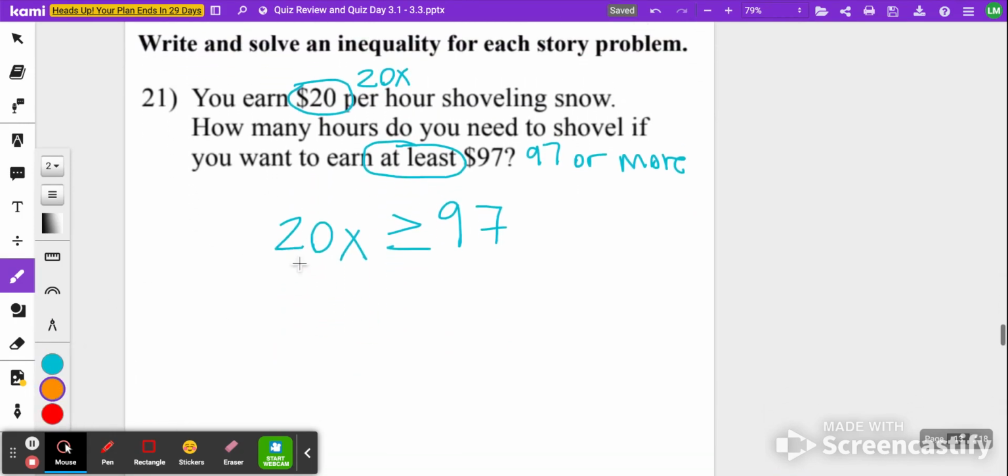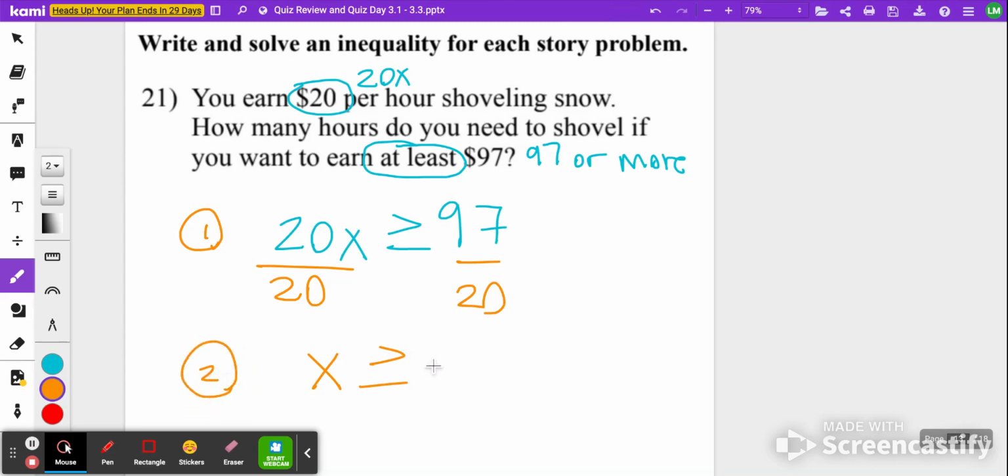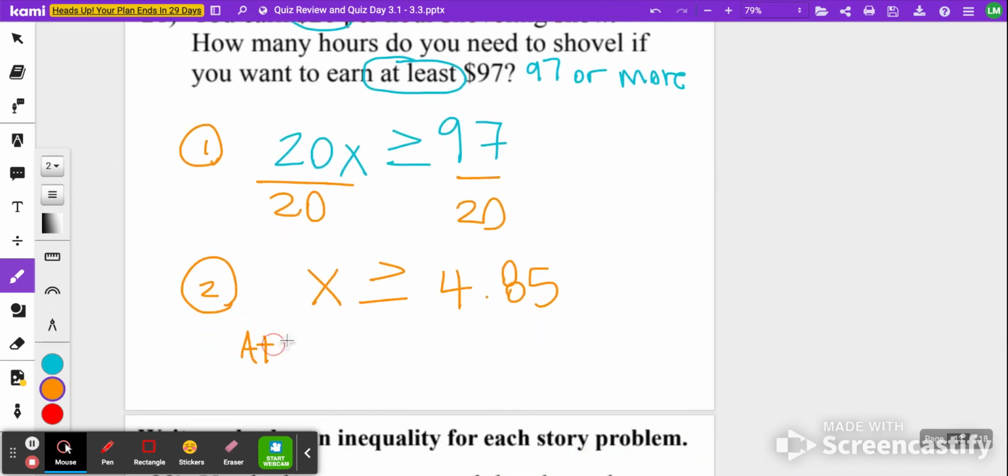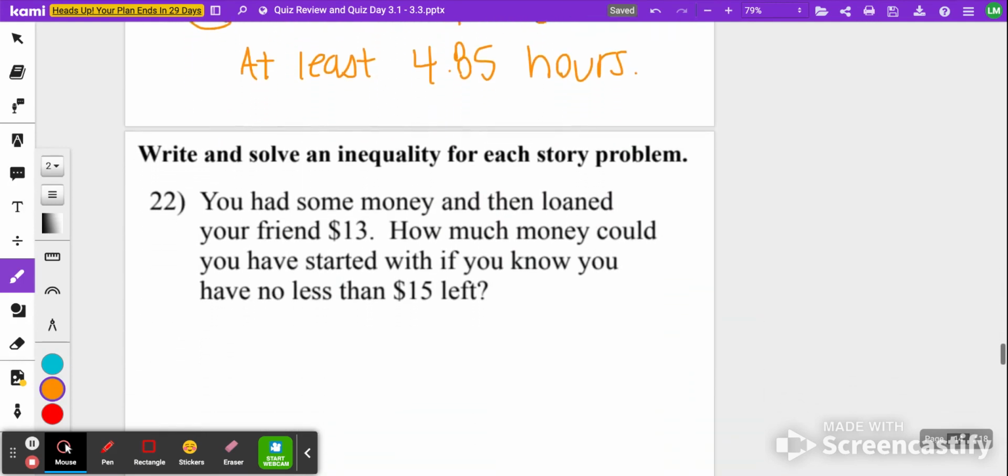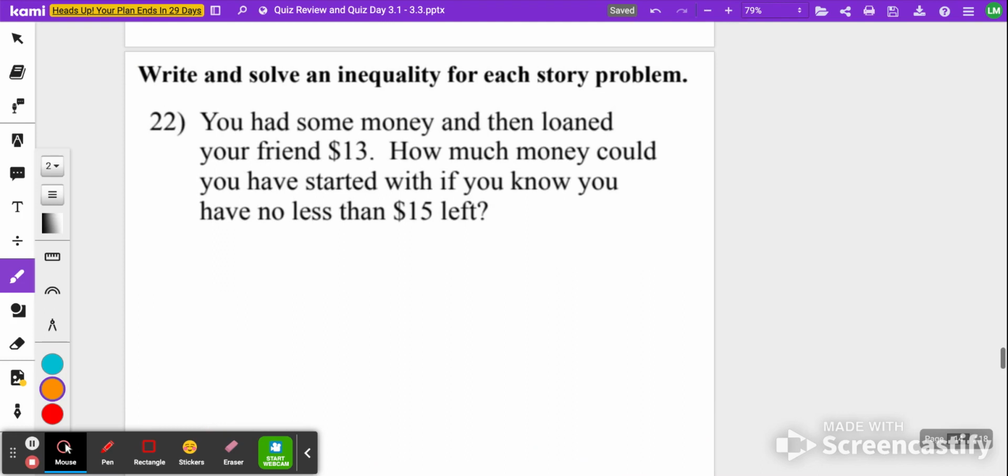Then all I got to do is solve it. I'm going to divide both sides by 20. I should get a decimal here. That is okay. Just as long as you're setting up your, this was part 1, writing it correctly, and part 2 is solving it correctly. I get x is greater than or equal to 4.85. So at least 4.85 hours.